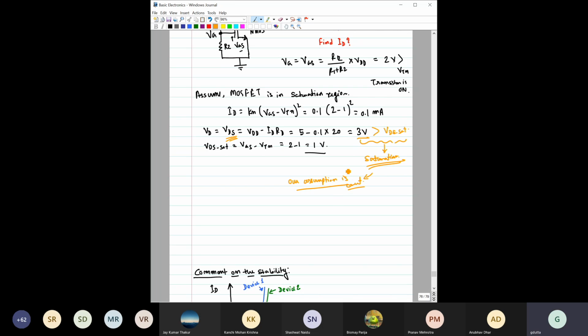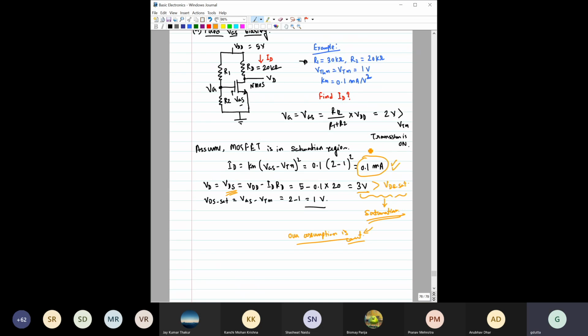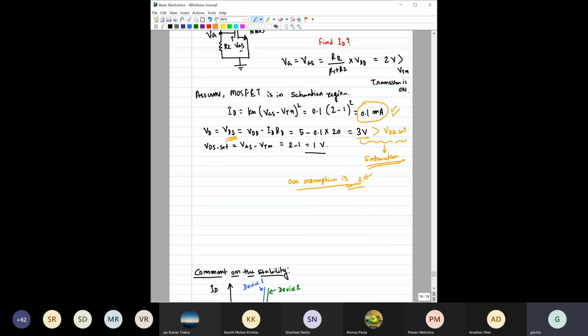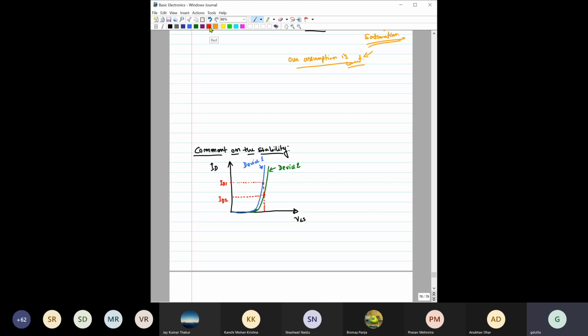If the transistor is in saturation, then obviously our assumption is correct. So whatever value we have extracted for ID, that is 0.1 milliampere, that is also correct. So this is quite a straightforward way to find the value of current for this type of circuit, which is a fixed VGS biasing circuit. Now let us also quickly discuss its stability. So let us start with that.